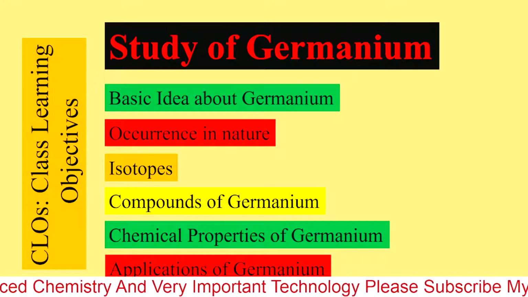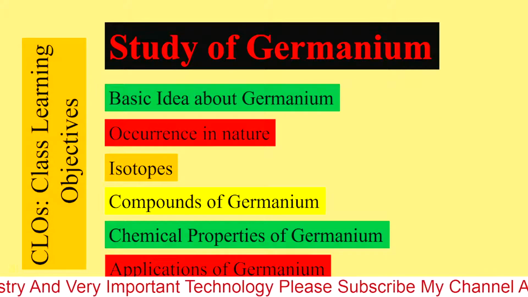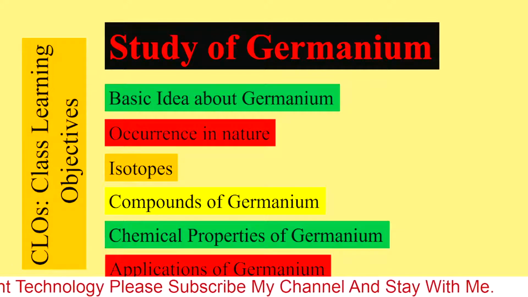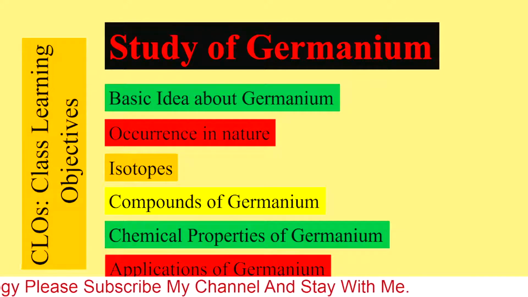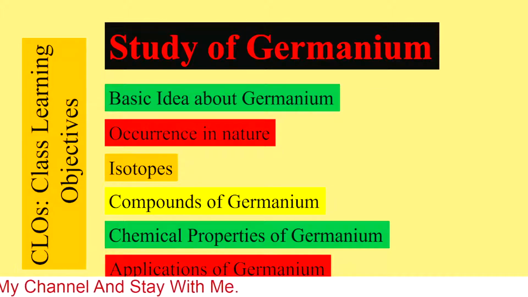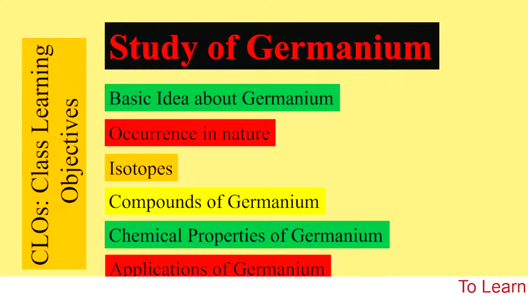Good afternoon to everyone. Today we are going to learn about germanium. That means we will study different properties, isotopes, basic idea, occurrence, compounds of germanium, chemical properties of germanium, and lastly we will see why we are going to study germanium. That means what are the applications of germanium.